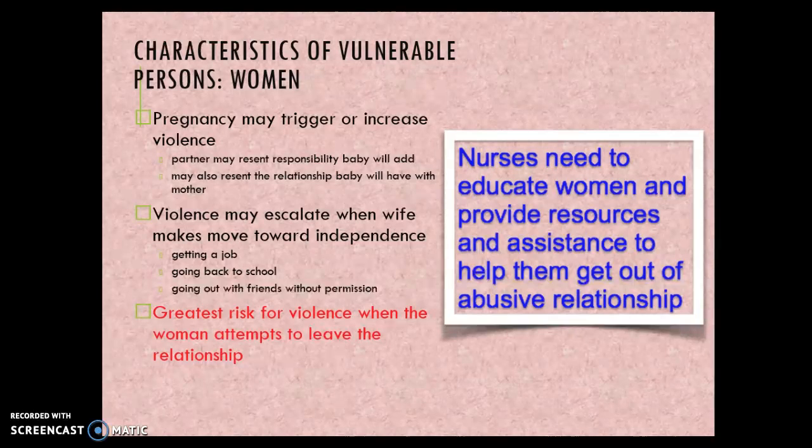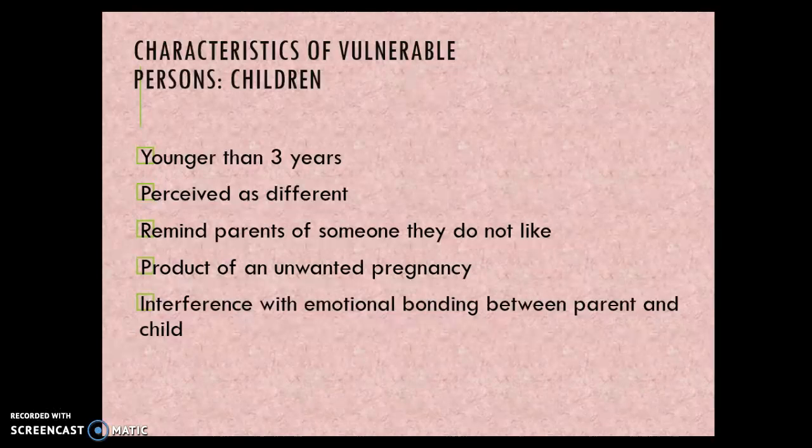The greatest risk for violence is when the woman attempts to leave the relationship. So we build them up and build them up to get them out of the relationship, but then they're at the greatest risk. So it's a double-edged sword trying to get women out of these bad relationships.